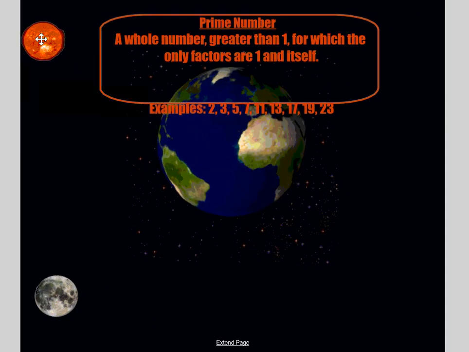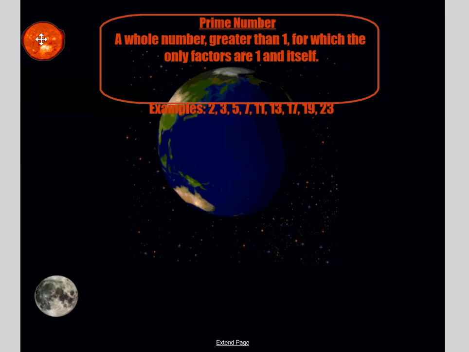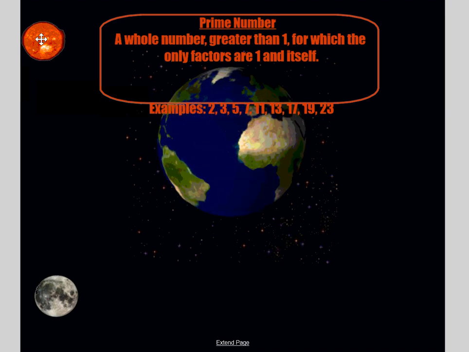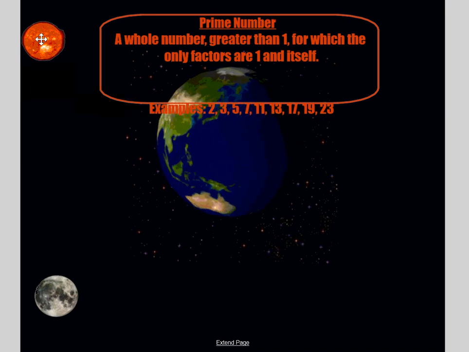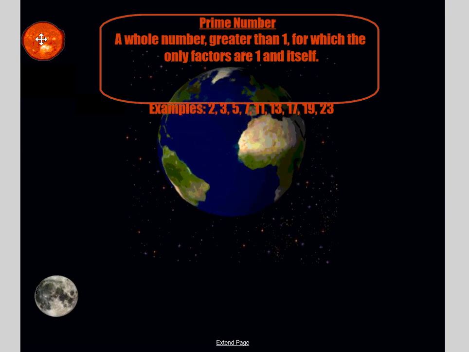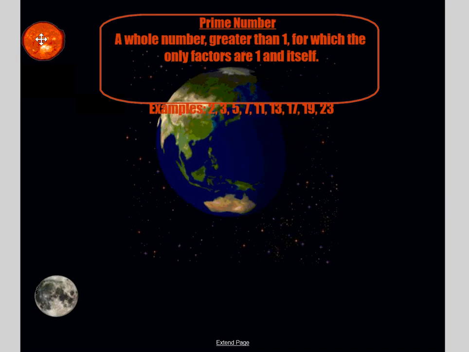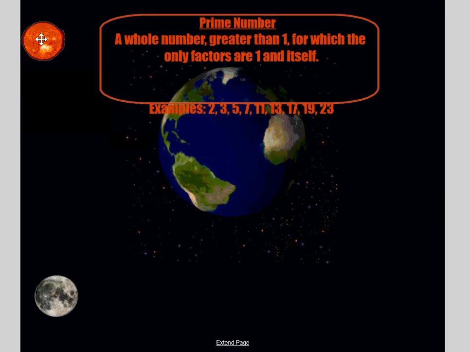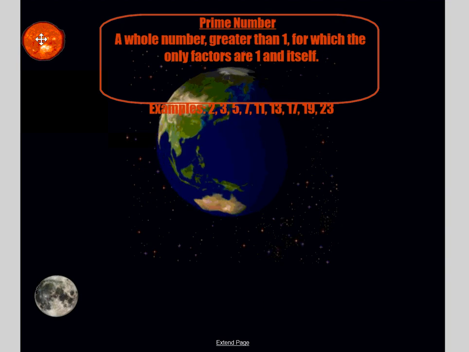A prime number is a whole number greater than 1 for which the only factors are 1 and itself. Some examples include 2, 3, 5, 7, 11, 13, 17, 19, and 23. Once again, there are more, but that's just some of the more basic ones.